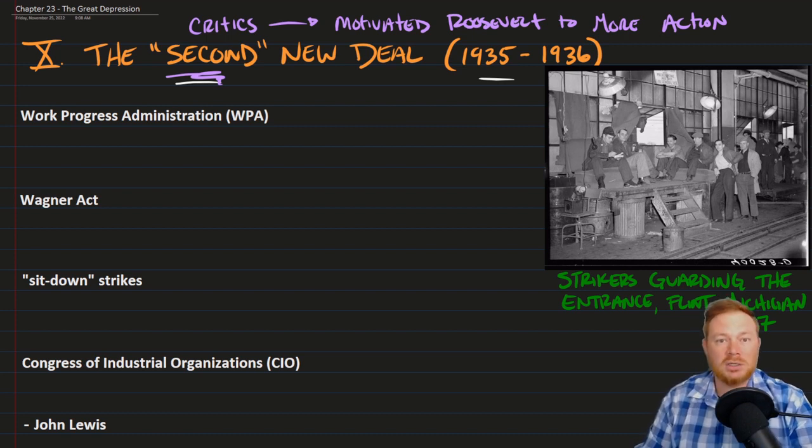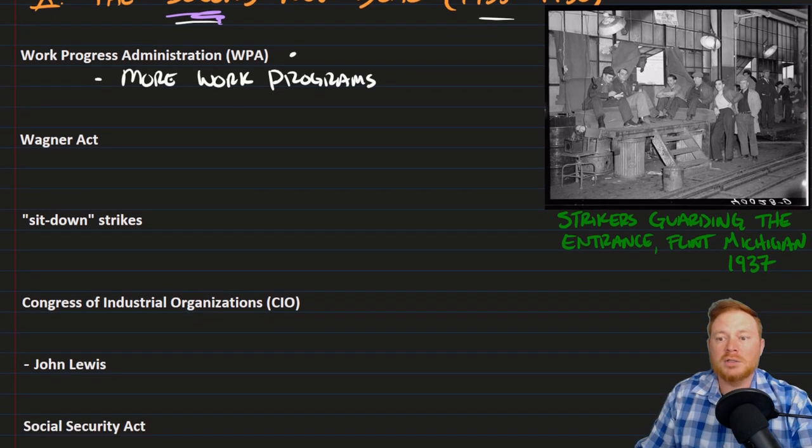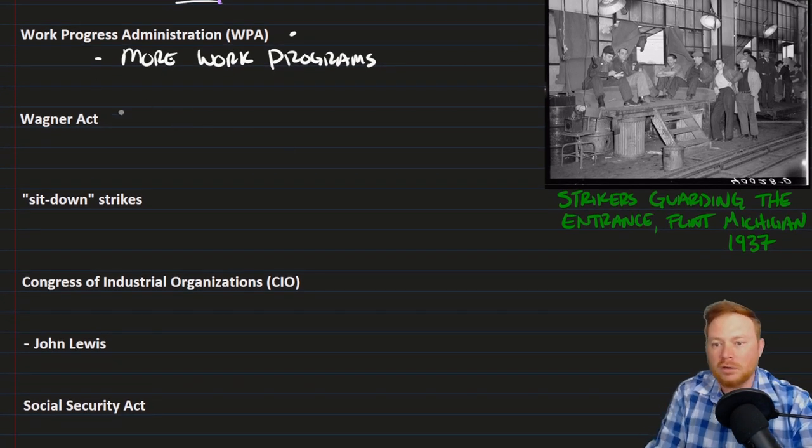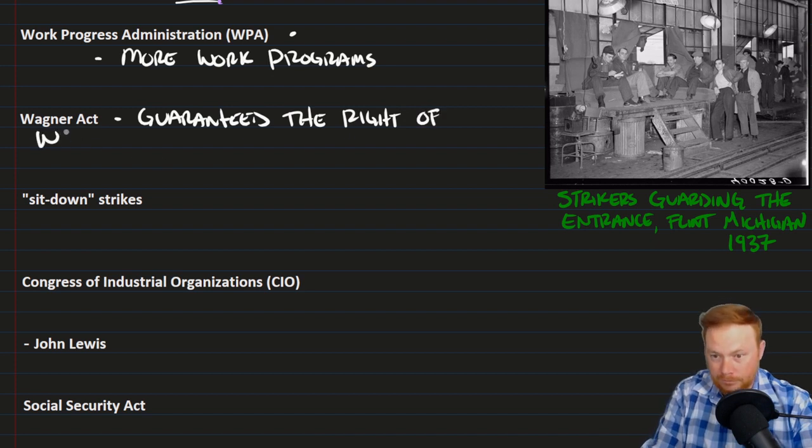Among the laws that were part of the Second New Deal was the Works Project Administration. We're just going to call this more work programs. Don't really need to get too much into the details. But of the laws that were part of the Second New Deal, one that we ought to know is the Wagner Act. The Wagner Act was a law that guaranteed the right of workers to unionize.